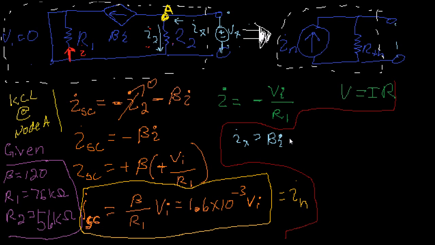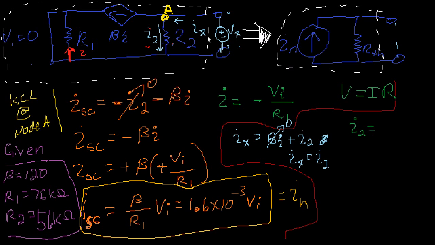plus I2. The current coming into this node is equal to the currents coming out. So Ix is coming in, I2 and beta I are coming out. We've done this all before. I is shorted out over here, so beta I is 0, and this term goes to 0. So what we're left with is Ix is equal to I2.